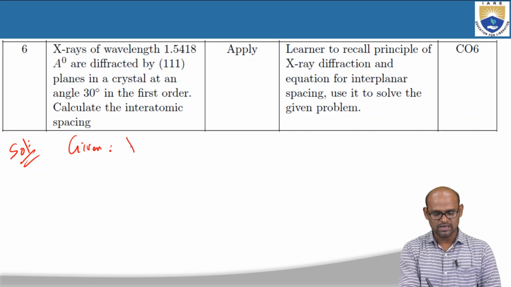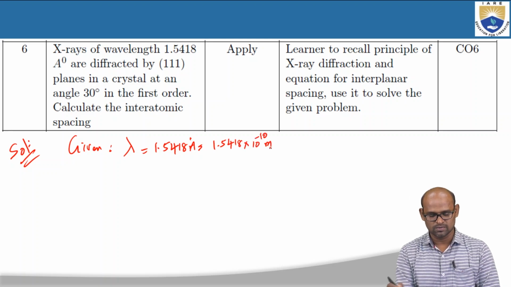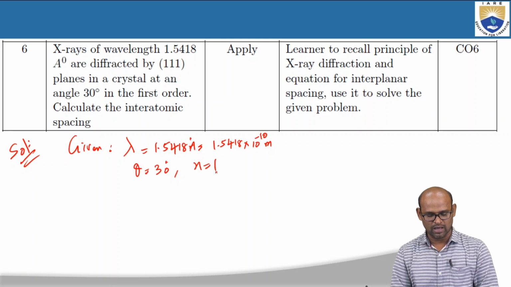So they have given us lambda 1.5418 angstrom. So 1 angstrom is 10 power minus 10 meters. So 1.5418 into 10 power minus 10 meters. And they have also given us the diffraction angle theta as 30 degrees, and the order n is equal to 1. We need to calculate d.